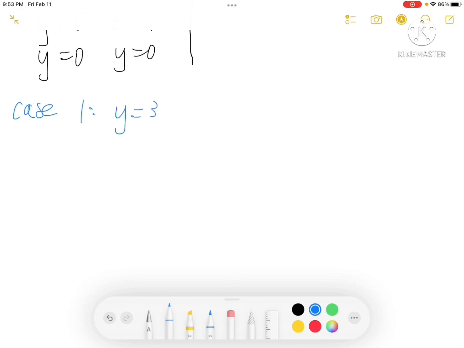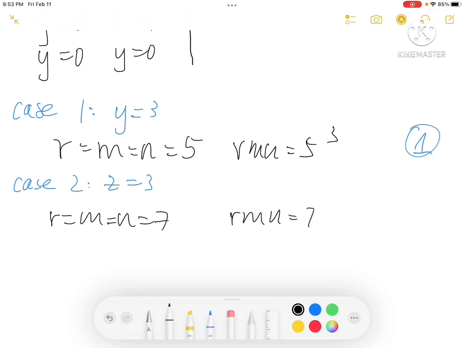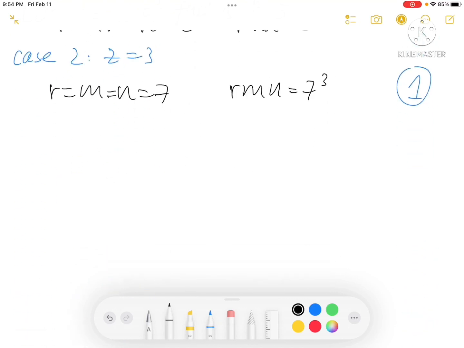When y is equal to 3, meaning that there are 3 factors of 5, this means that R is equal to M is equal to N, which is equal to 5. RMN will be equal to 5 cubed. Since we have 3 factors of 5, R, M, and N must be equal to 5. So there is only one possible value. And similarly, case 2, when z is equal to 3, R equals M equals N equals 7. Since we can only choose one number from each set, there's only one possible value as well. So let's record these in the table to keep organized. 1 and 1. Great. Now we have the other cases.